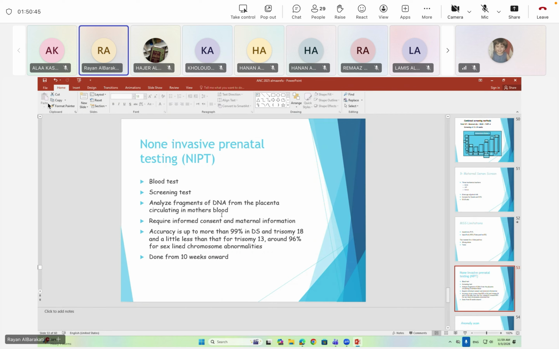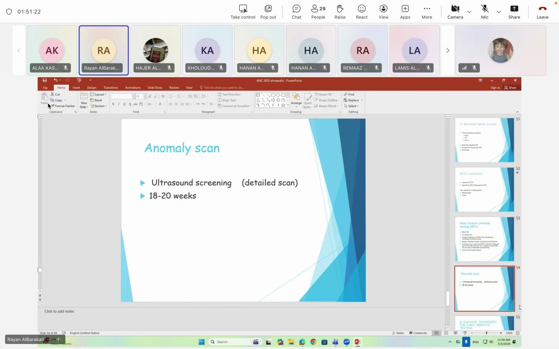This requires informed consent and maternal information, because it is all linked to the outcome. Also, the accuracy is about 99% in Down syndrome and trisomy 18, and a little less, down to 96%, in trisomy 13 and for sex-linked chromosome abnormalities. It is done from 10 weeks onward. Anytime after 10 weeks, you can do this blood test. It takes 1 to 2 weeks for the result to come. Also, it discovers the gender of the baby.